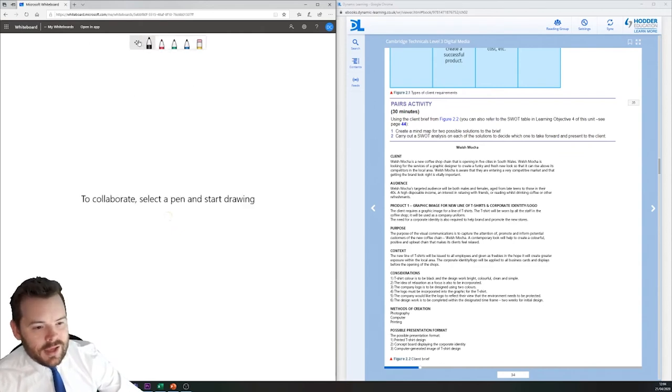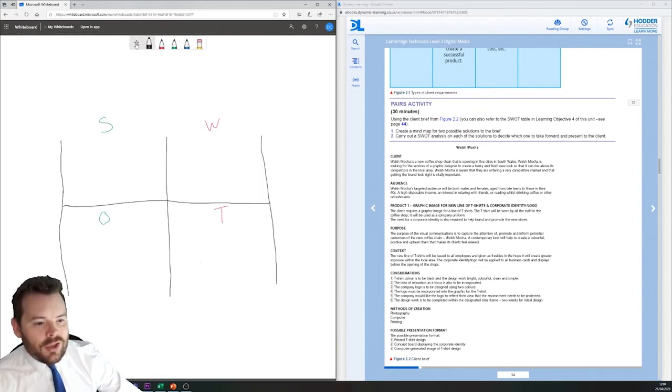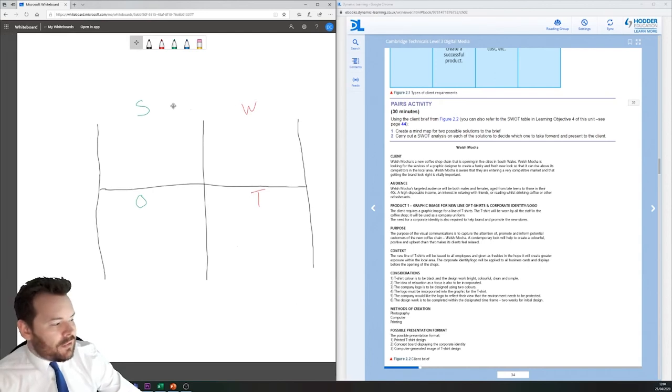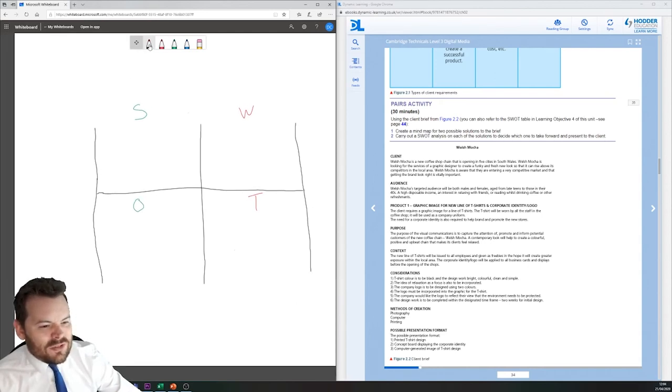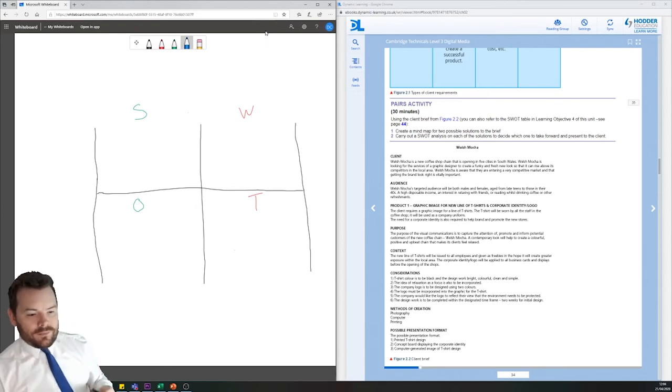So a SWOT analysis is where you look at a product or a brand or an organization of some sort, and you talk about four things. You talk about the strengths, the weaknesses, the opportunities, and the threats. The strengths are all the things where you think, well, this is strong. This is the sort of thing where we are good at this.